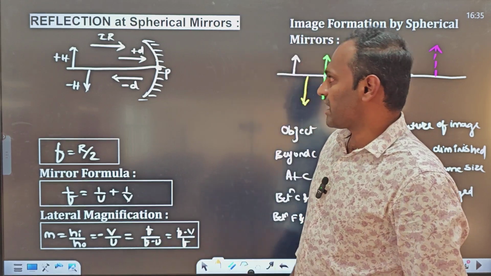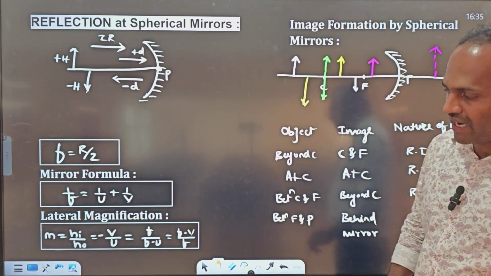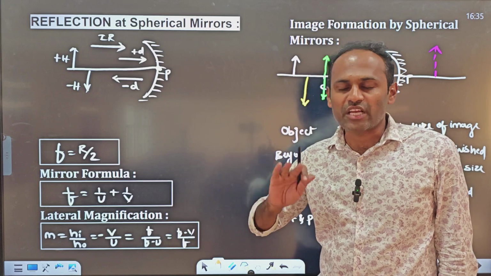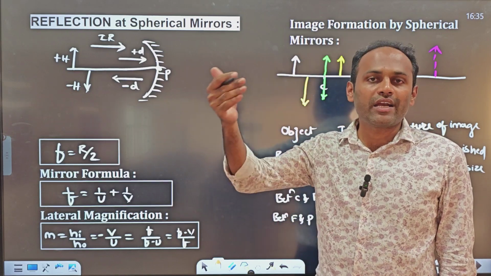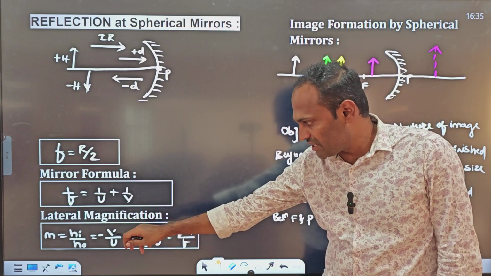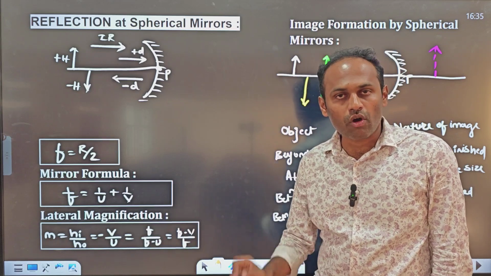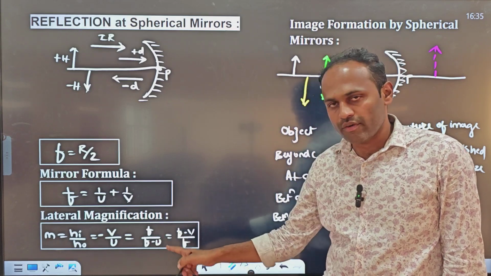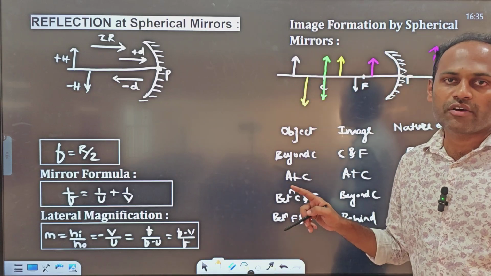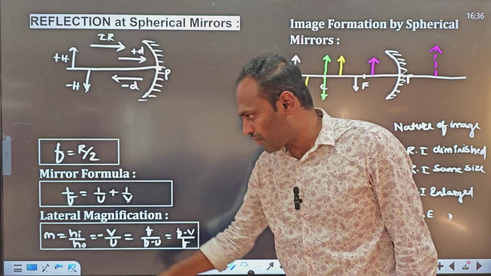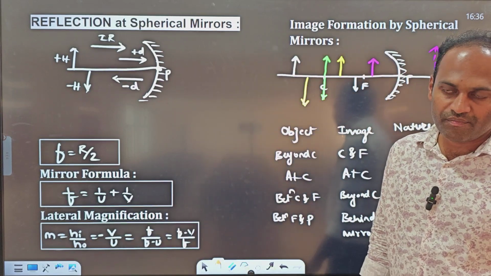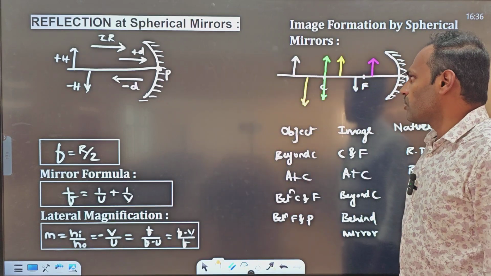Lateral magnification, right? The lateral magnification of a mirror, whether it is a lens or a mirror, is the ratio of the height of the image to the height of the object. So m is equal to height of image upon height of object, or minus v by u, or f divided by f minus u, or f minus v divided by f. So these many different forms we have for the magnification of a spherical mirror, right? Okay, so that is all about the magnification.